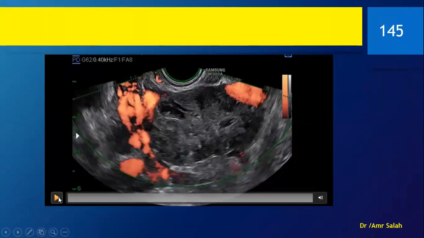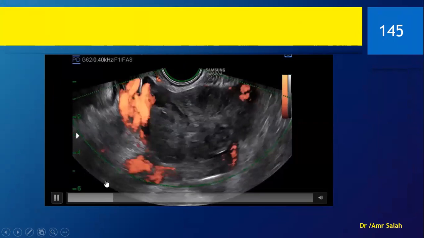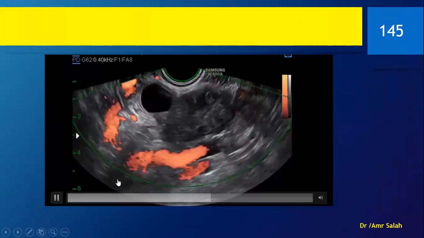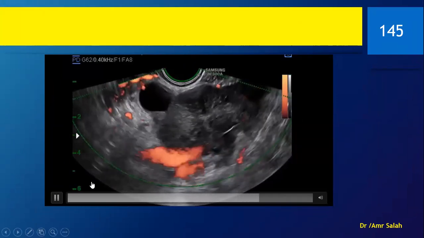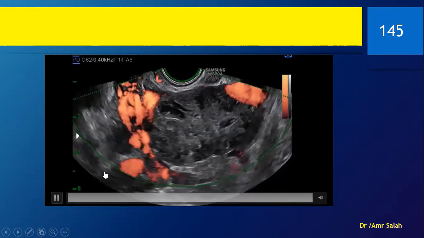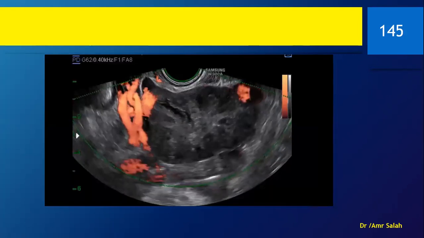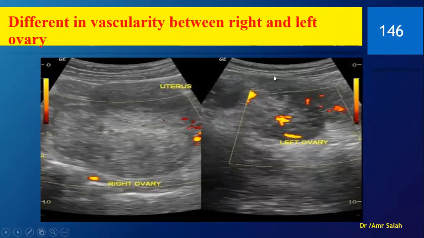Here, this enlarged heterogeneous ovary. There is a cyst here. There is no vascular flow inside. And the patient is having pain. So this confirms it. Remember, the clinical picture is very important.